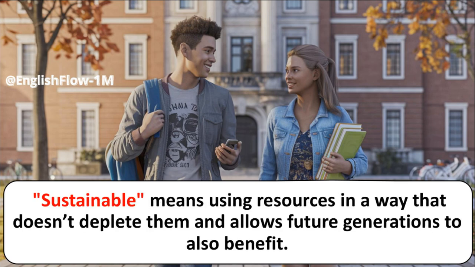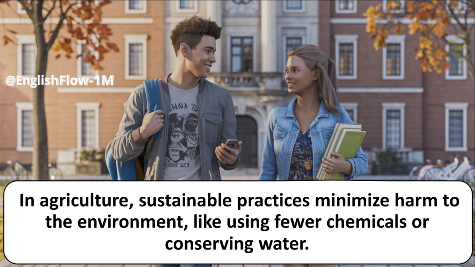Sustainable means using resources in a way that doesn't deplete them and allows future generations to also benefit. In agriculture, sustainable practices minimize harm to the environment, like using fewer chemicals or conserving water.